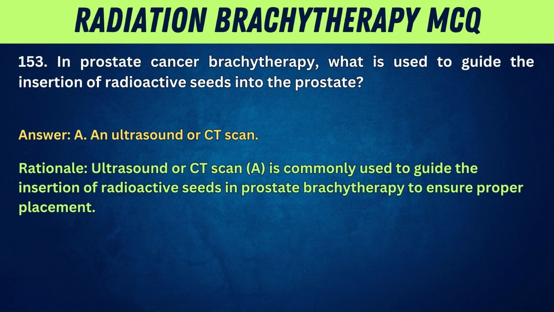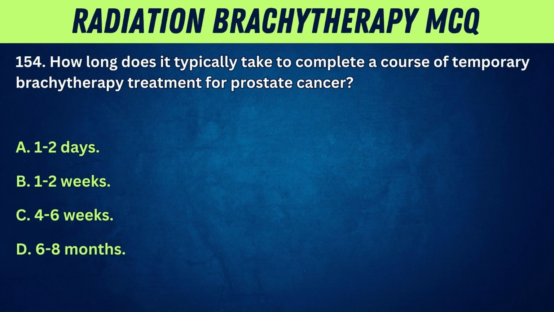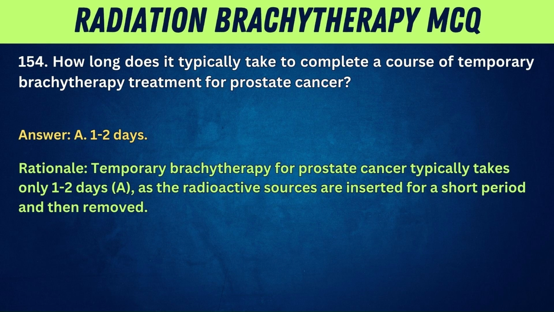154. How long does it typically take to complete a course of temporary brachytherapy treatment for prostate cancer? A. 1 to 2 days. B. 1 to 2 weeks. C. 4 to 6 weeks. D. 6 to 8 months. Answer: A. 1 to 2 days. Rationale: temporary brachytherapy for prostate cancer typically takes only 1 to 2 days, A, as the radioactive sources are inserted for a short period and then removed.